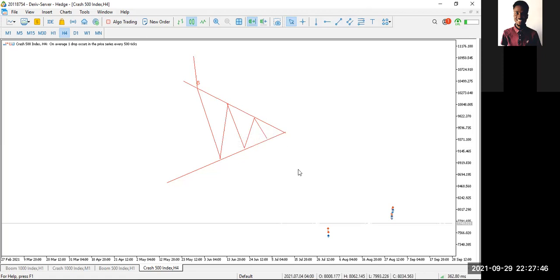We also have a similar shape called a pennant, but a pennant is smaller compared to a symmetrical triangle. I would show us what a pennant means. A pennant is shorter compared to a symmetrical triangle.